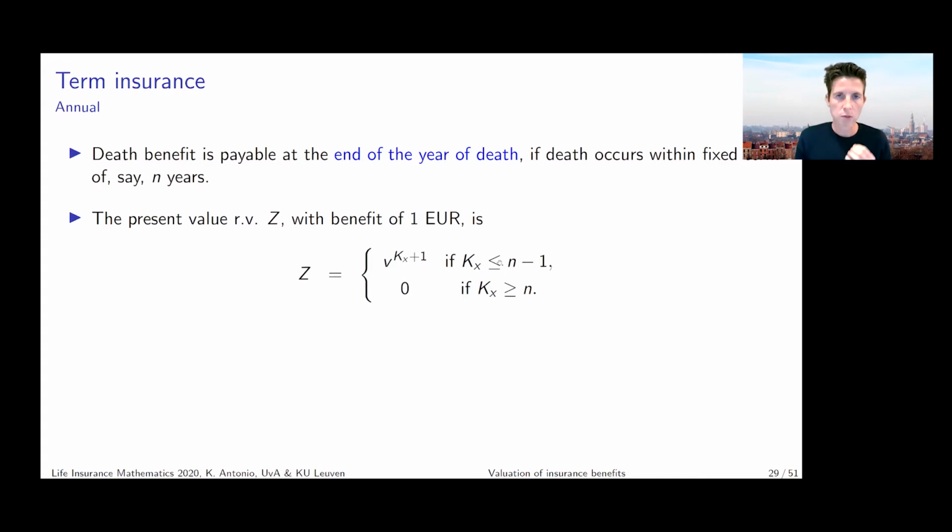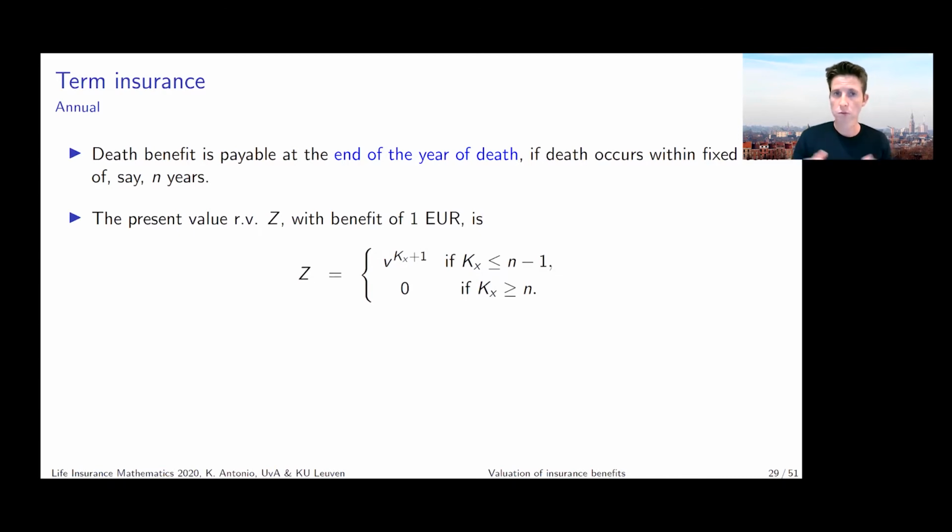If the kx is less than or equal to n minus 1, right? So the ultimate value that the current future lifetime random variable kx can take in a term insurance contract with a duration of n years is n minus 1, right? Because that means you're going to die between time n minus 1 and time n. You cannot go beyond time n because then the duration of the contract has expired.